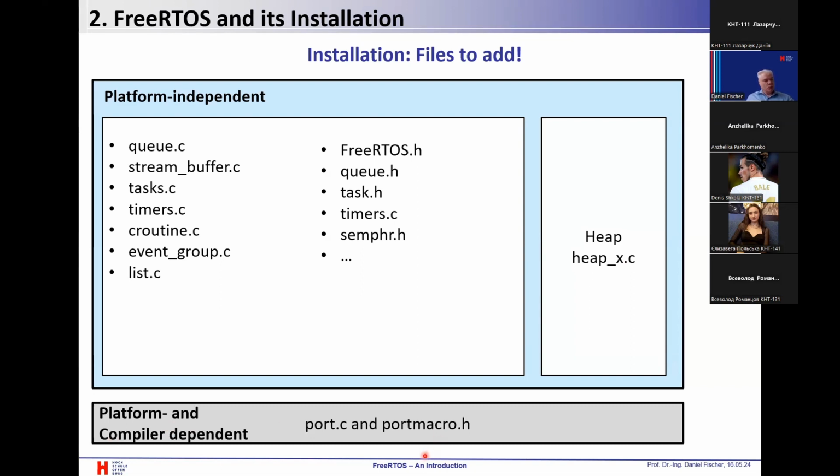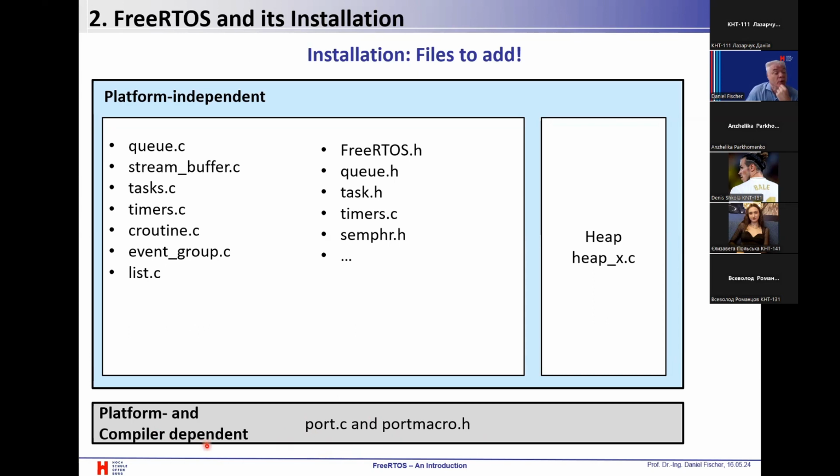There are 2 files which represent the platform. That means inside these 2 files, you can find specific code for your controller. Each controller has different registers and so on, and this is implemented here. Also, the code here uses inline assembler code, and therefore it also depends on the compiler.